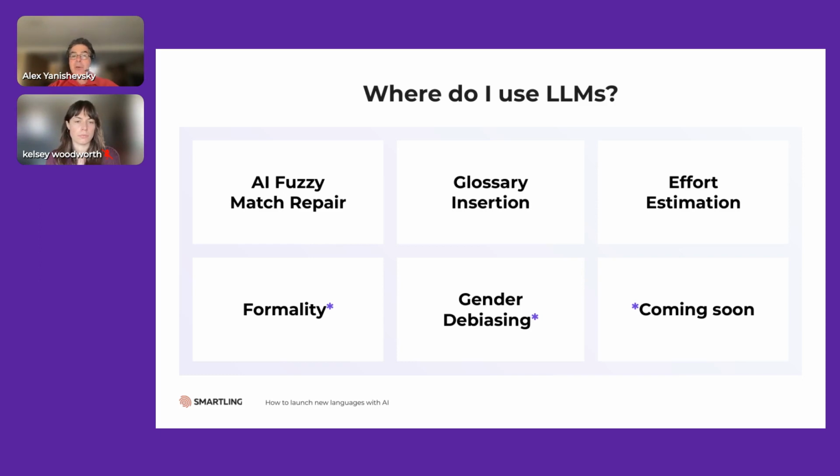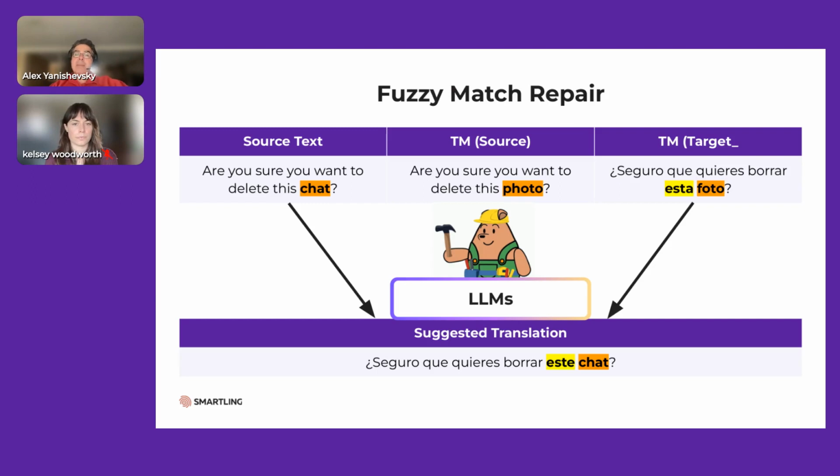And a couple of things that we're working on that are coming very soon: being able to use your style guide to start switching formality, right? The machine translation engine gives us something, and here's where we use a large language model and say, well, hold on. The client told us this needs to be informal. Great. Let's change that and make it more suitable, right? Things like gender debiasing, right? If we need to change our copy so it's not so masculine oriented, we can do that as well with large language models.